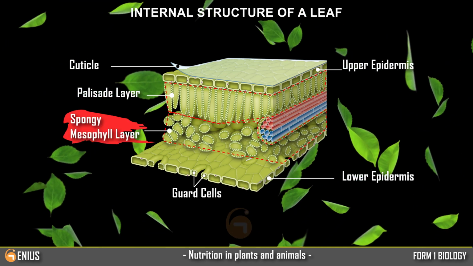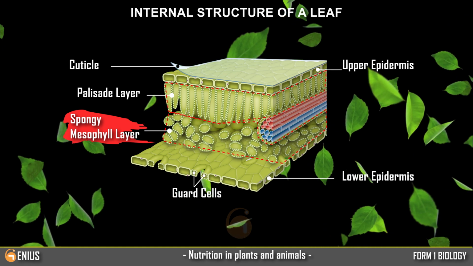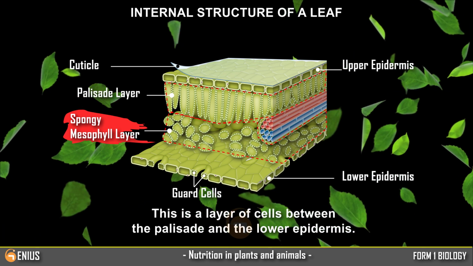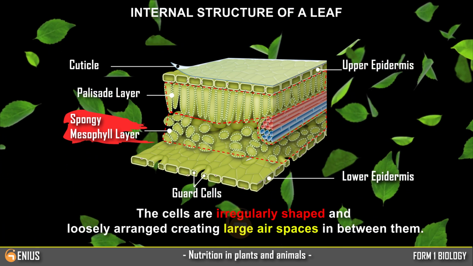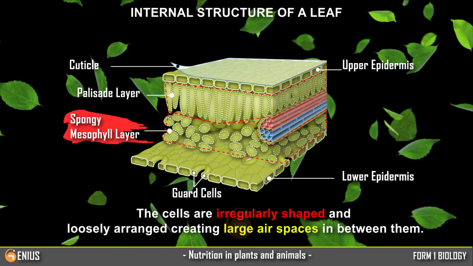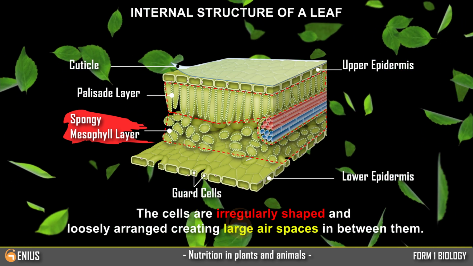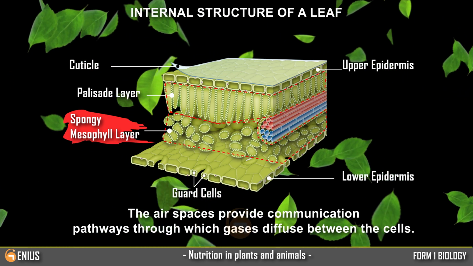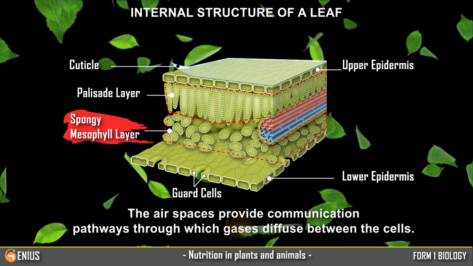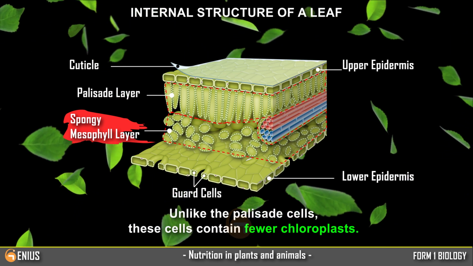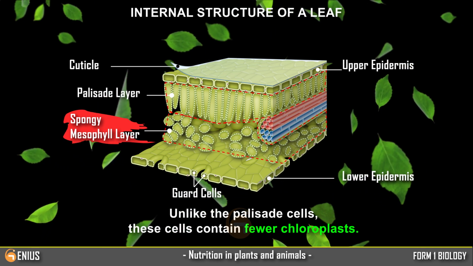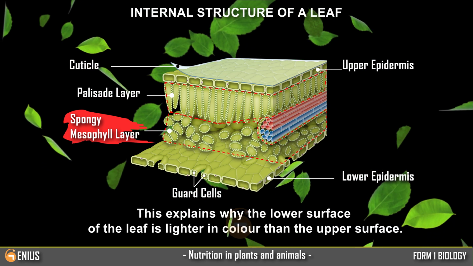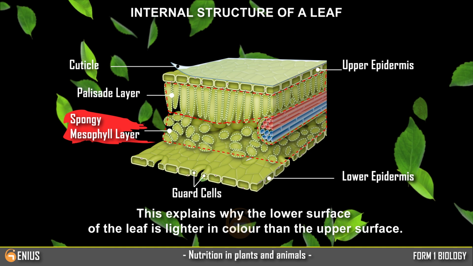Spongy mesophyll layer. This is a layer of cells between the palisade and the lower epidermis. The cells are irregularly shaped and loosely arranged, creating large air spaces in between them. The air spaces provide communication pathways through which gases diffuse between the cells. Unlike the palisade cells, these cells contain fewer chloroplasts. This explains why the lower surface of the leaf is lighter in color than the upper surface.